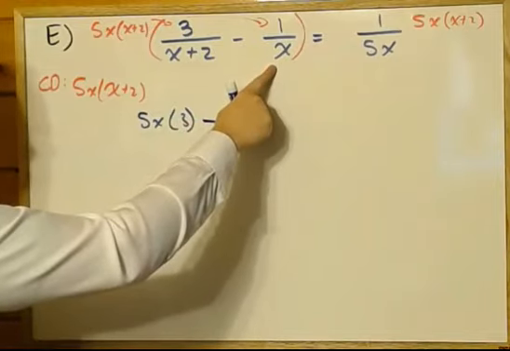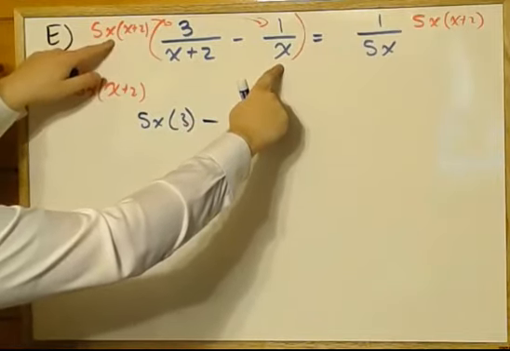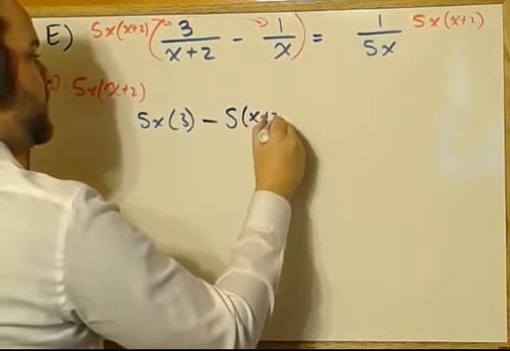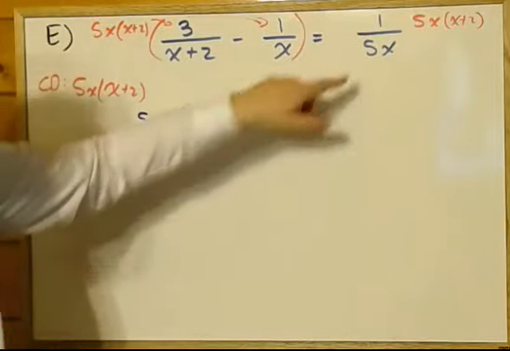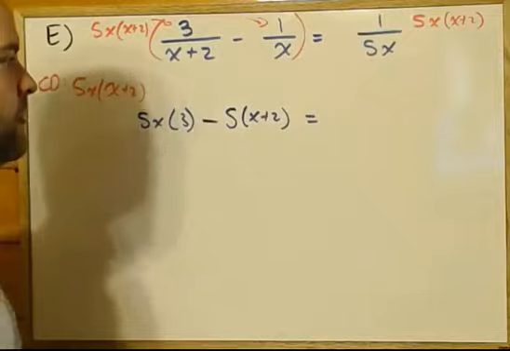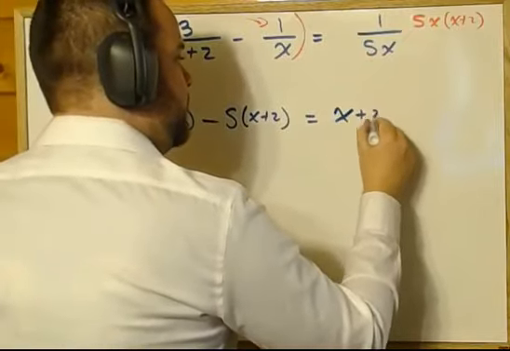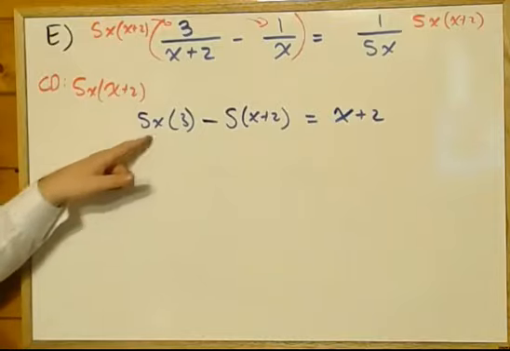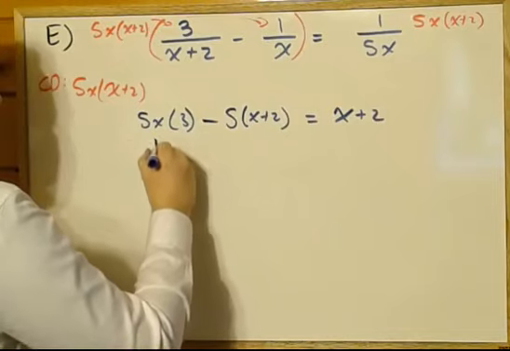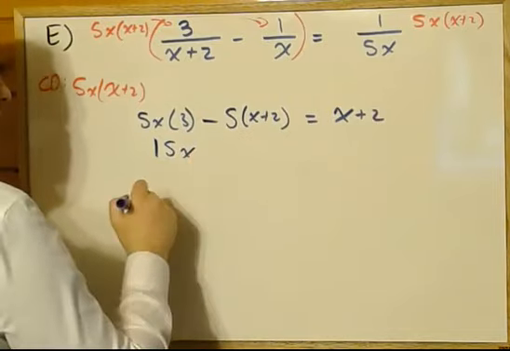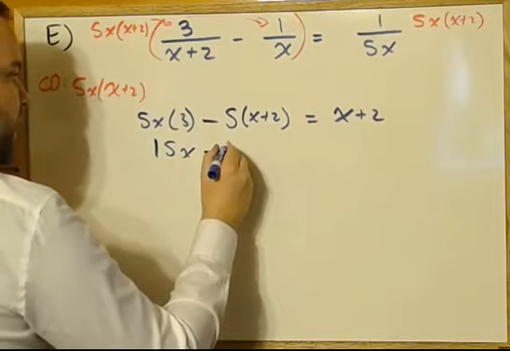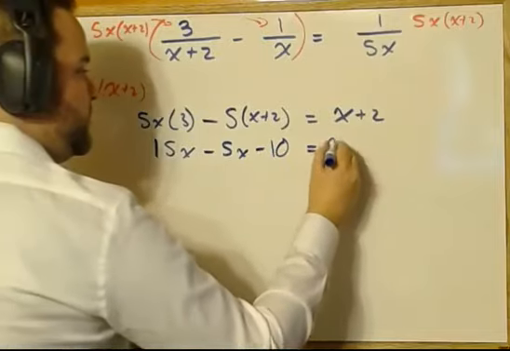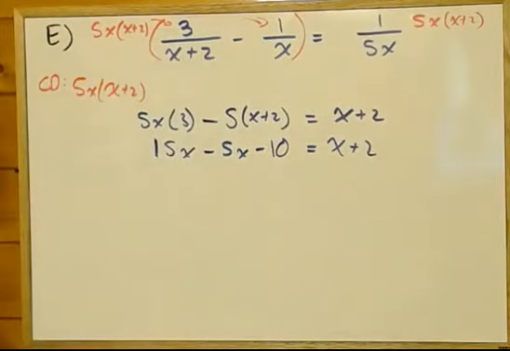What happens here? Well, the x part of this goes away, and what we're left with is minus 5 times x plus 2. And this is equal to what? Well, these 5x's go away, and what we're left with here is just another x plus 2. And so now we can go ahead and clean this up. So 5x times 3 will be 15x. Negative 5 times x is going to be negative 5x. Negative 5 times 2 is negative 10. And this will be equal to this x plus 2.